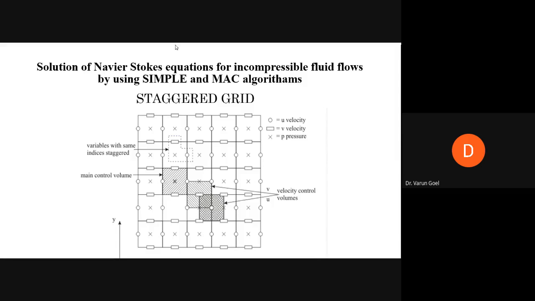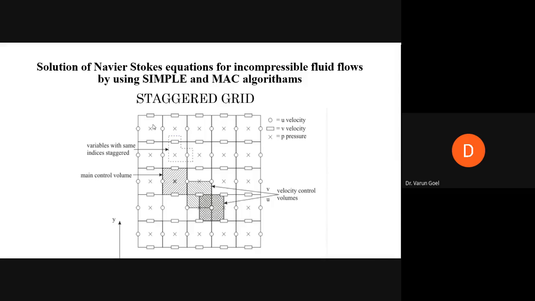If you see simply here, we are representing three terms: a u velocity, a v velocity, and a pressure. If you observe, the two velocities are at a surface, but we observe pressure at the intermediate point, so that we can solve such a problem even if we have a checkerboard type of problem.